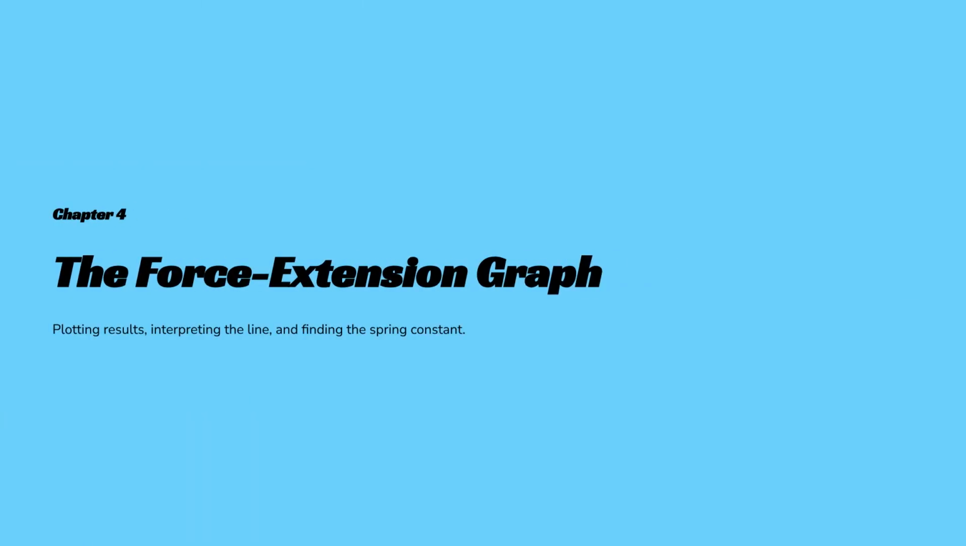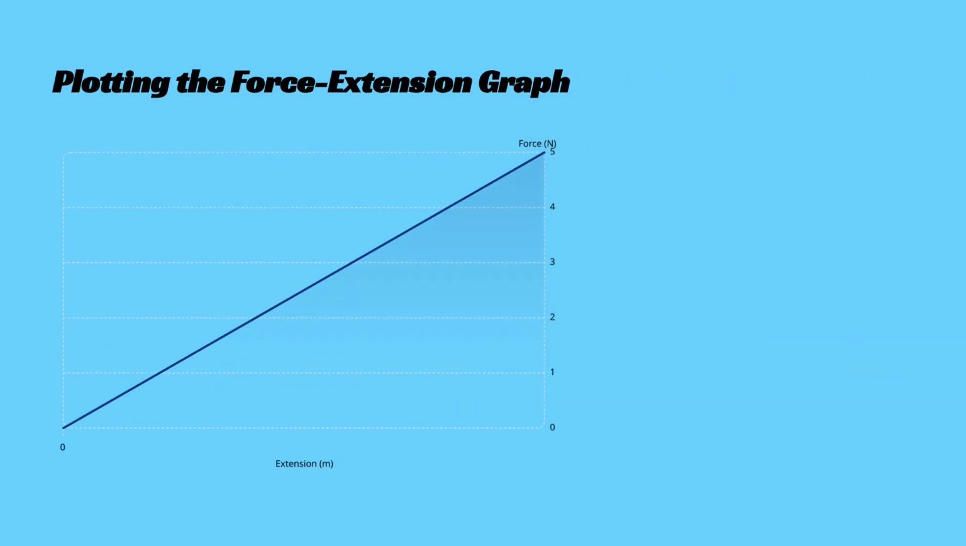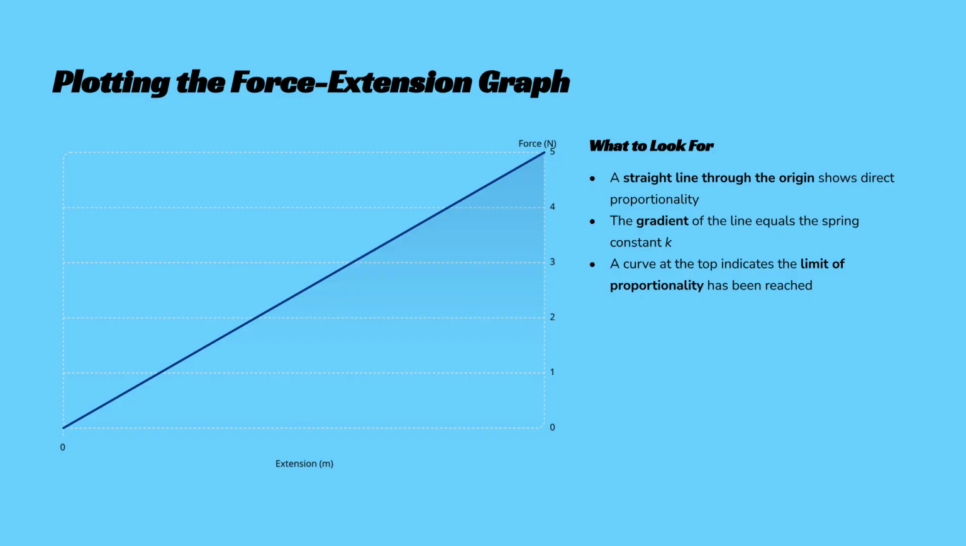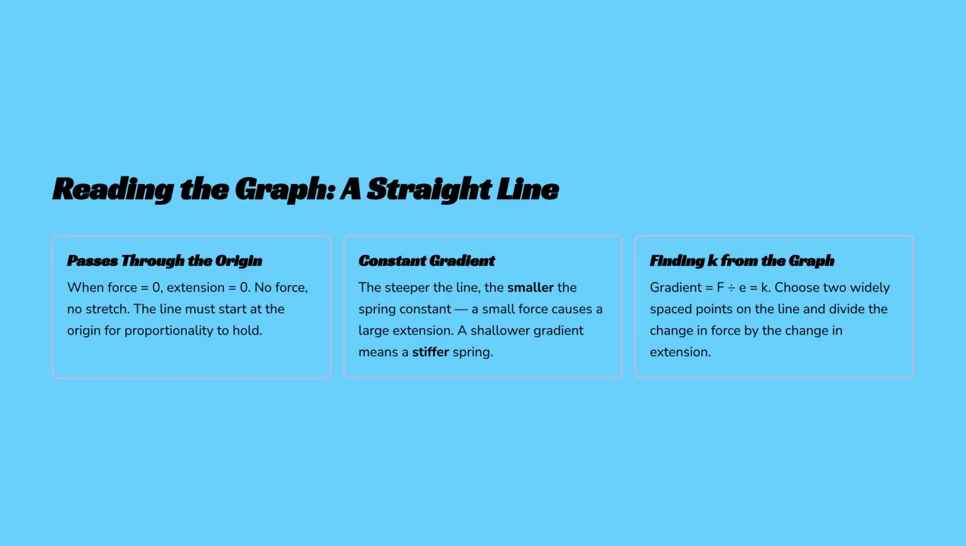Moving to Chapter 4, we will focus on interpreting the force extension graph, which is a key part of analyzing your experimental data. Your graph should show a straight line passing through the origin if Hooke's law is obeyed. The gradient of this line tells you the spring constant, and any curvature indicates you've reached the limit of proportionality. A straight line through the origin confirms proportionality. The gradient equals the spring constant.